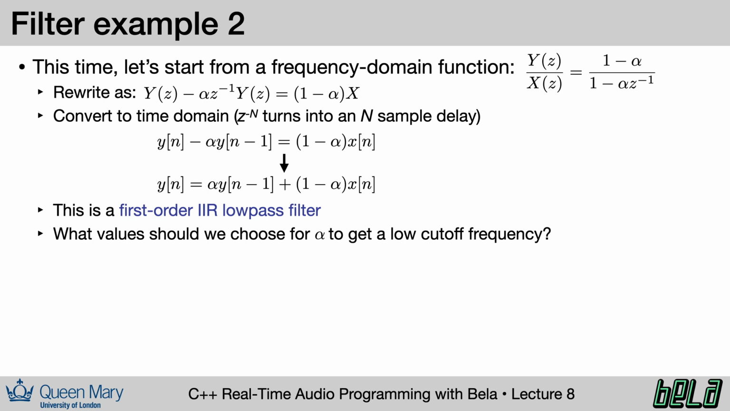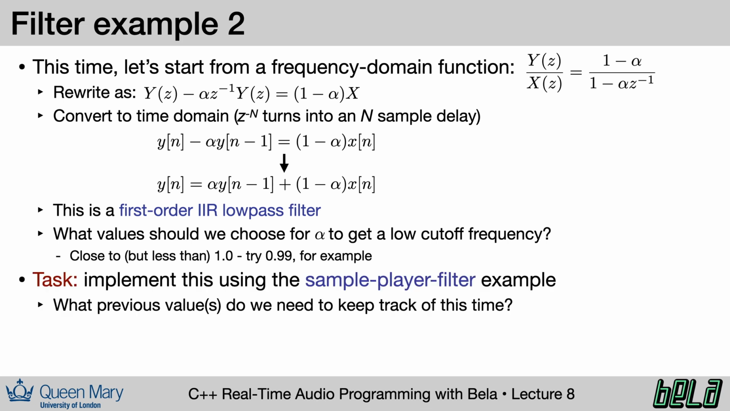Now, if you took a moment to do that, you might figure out what kinds of values of alpha would be useful to get a very low cutoff frequency. I'll spare you the derivation and just say that values of alpha close to 1.0 but strictly less than 1 will be good ones to try. For example, when you implement this in code, I suggest you try alpha equal to 0.99. So this is your next task.